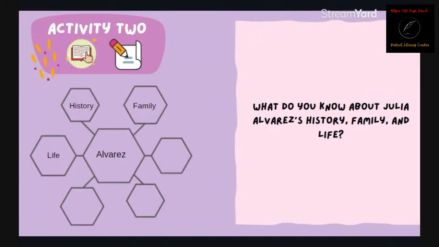Next, the class creates a mind map to share and connect everything they know about the author of the novel. As students share answers during the discussion, they consider the question on the screen: What do you know about Julia Alvarez's history, family, and life? Then they meet with a partner to share their mind maps.